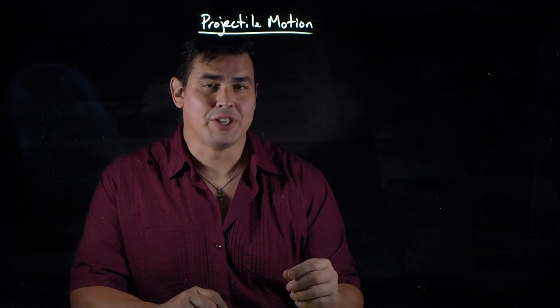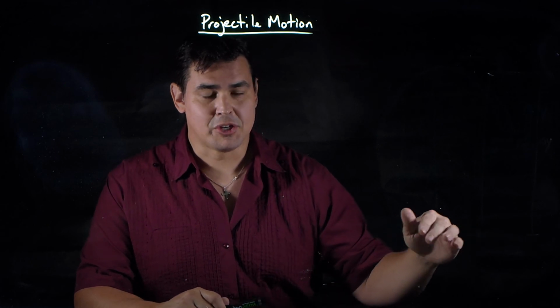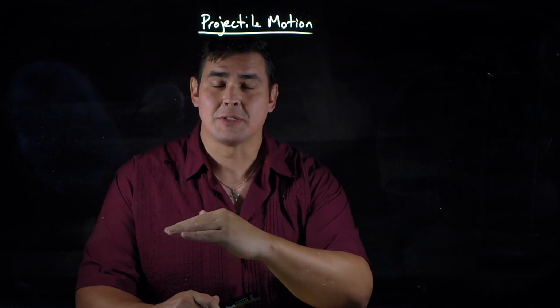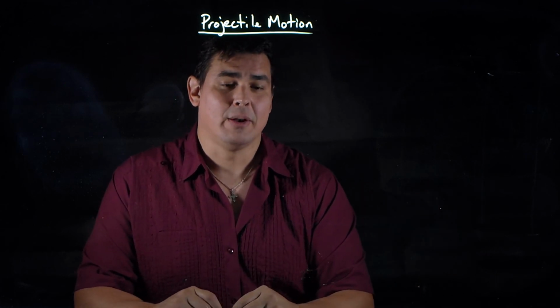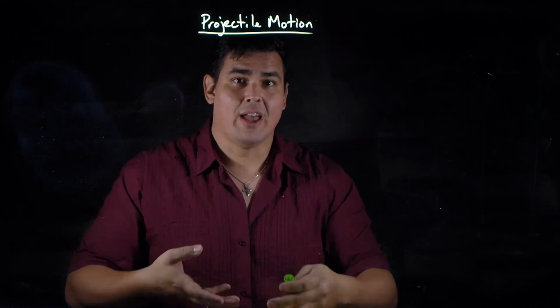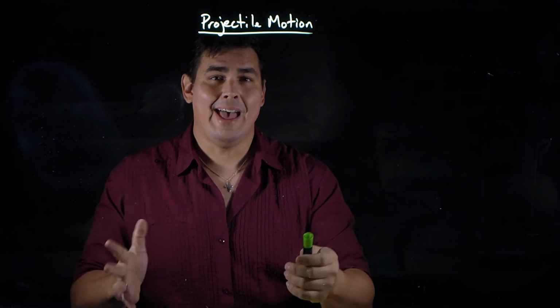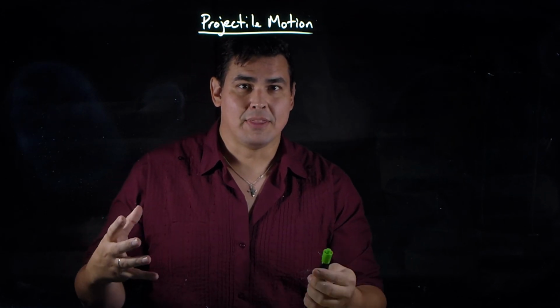So we've looked at motion in the x dimension and we've looked at motion in the y dimension. In the x dimension, we've looked at things that both go a constant speed and accelerate. And we've looked at things in the y dimension that you drop and they accelerate downwards because of gravity, right? So free fall.